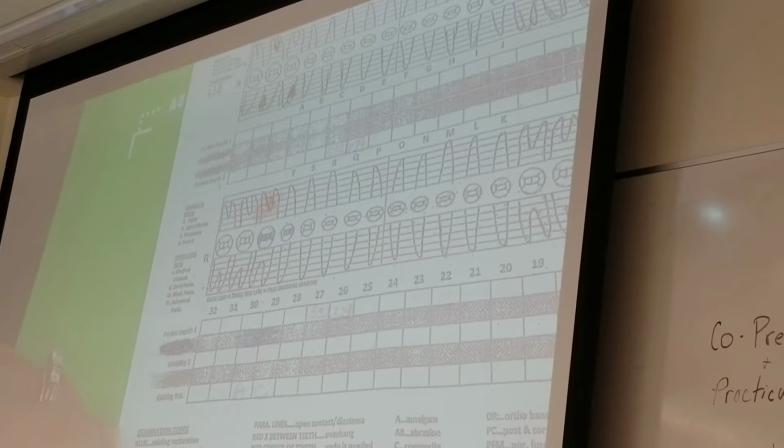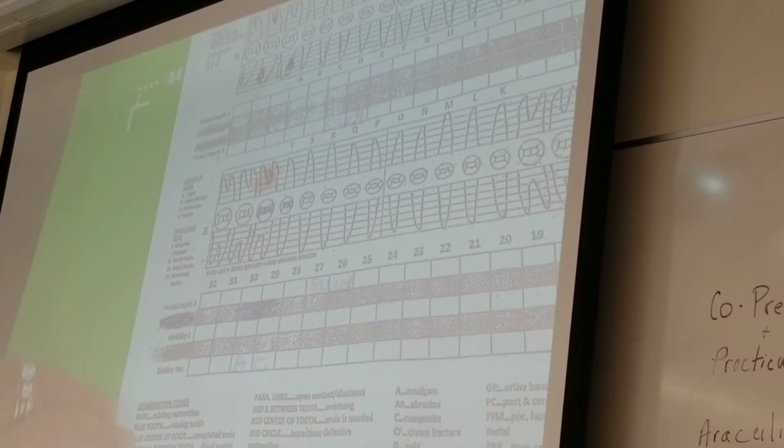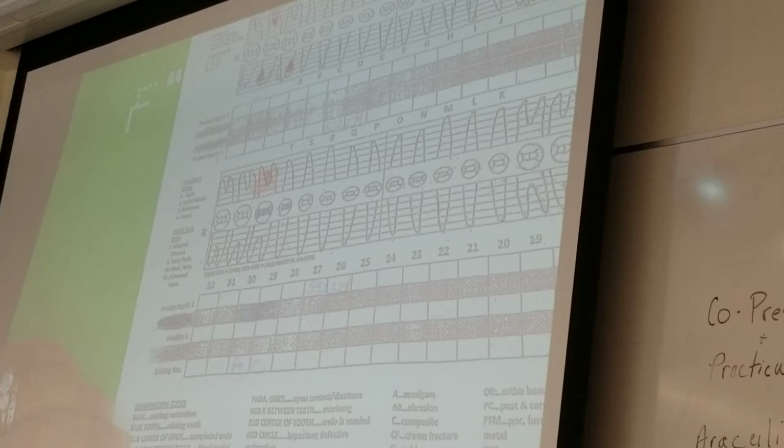For a missing tooth, let's say all 4 wisdom teeth are missing. You color in the tooth blue and exit out.